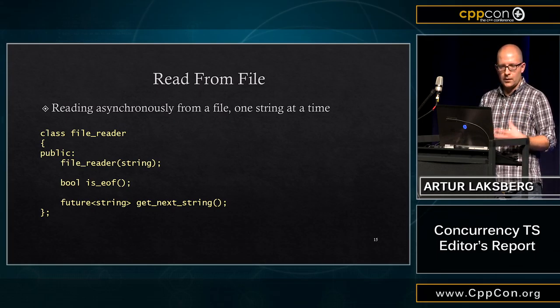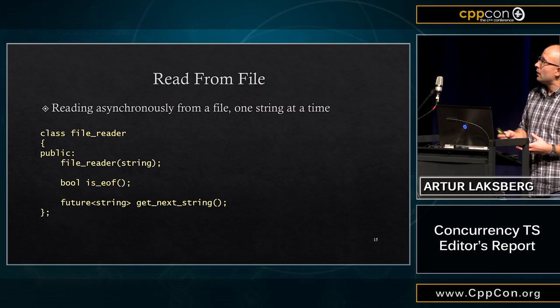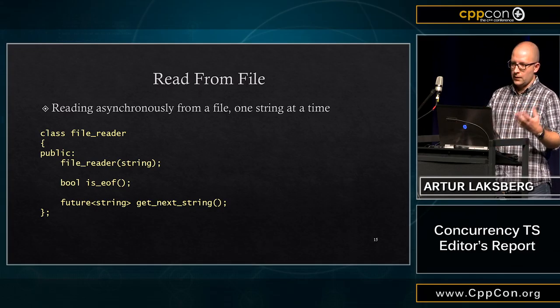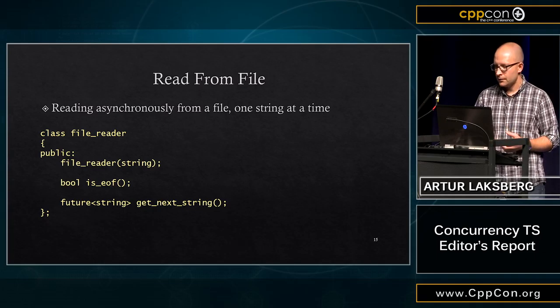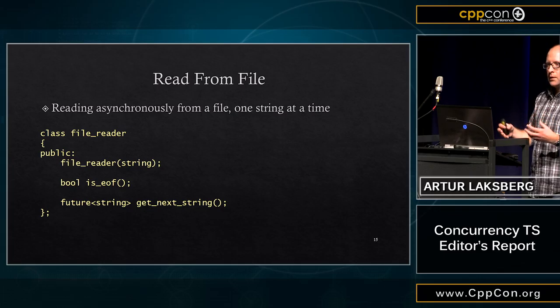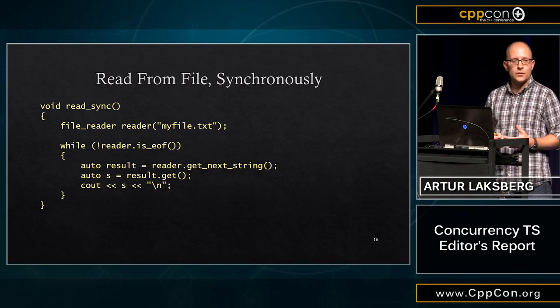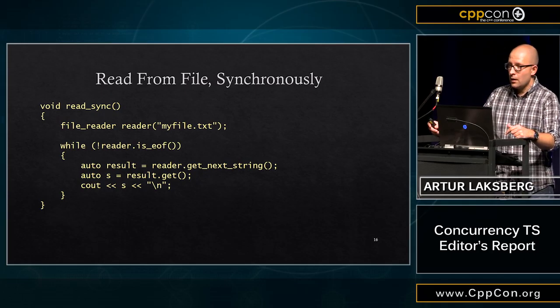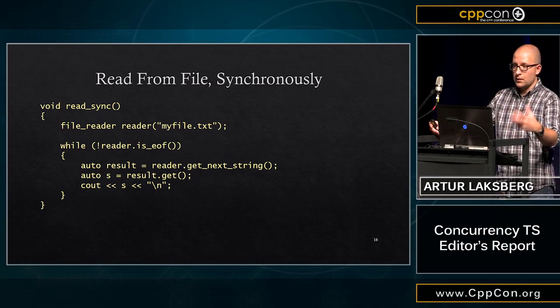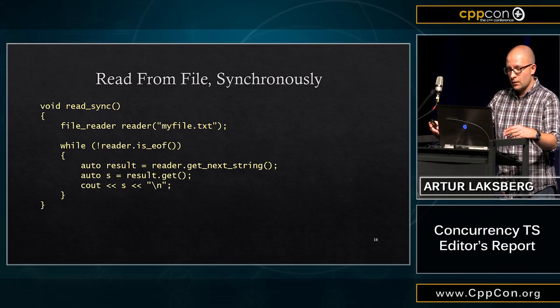Let's imagine a case where you're reading something from a file, and you have a simple file reader class that has a constructor, a Boolean function is EOF that indicates if the reader has reached the end of file, and the get next string function, right? So let's try and see how we can use futures and continuations to work with a reader like this. A synchronous way of consuming text from that reader is straightforward. You're looping until the reader has reached the end of file, and then within each iteration, you call result.get. That is a blocking call, of course, and then you print out the value. Let's try to do it asynchronously.